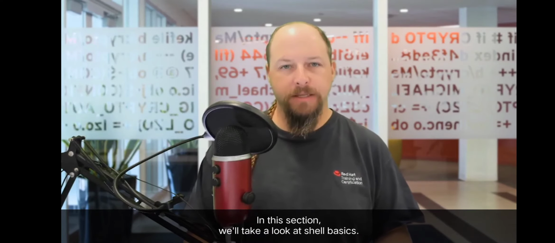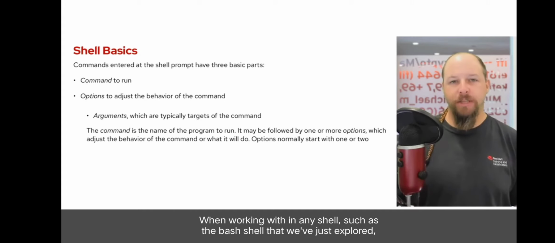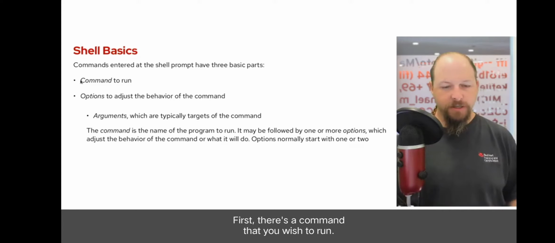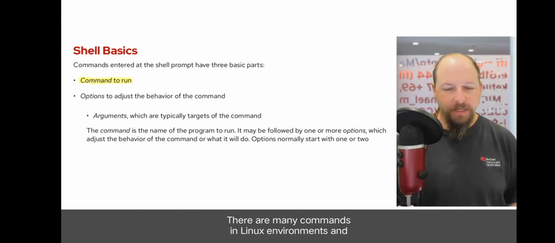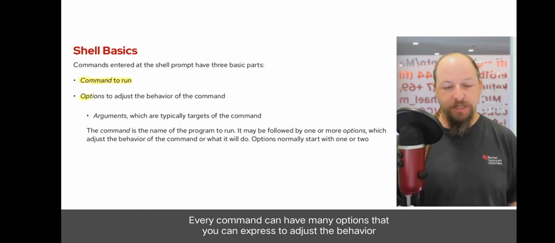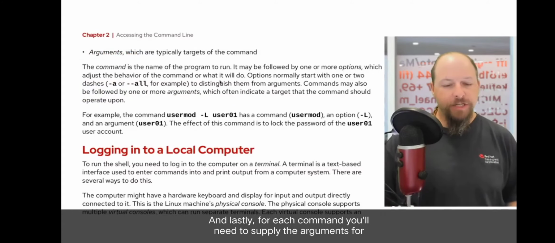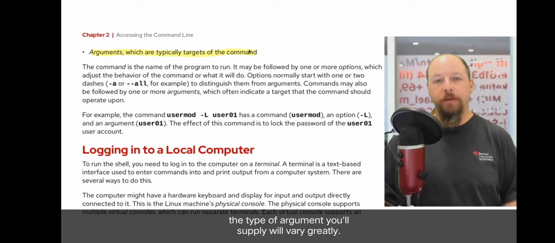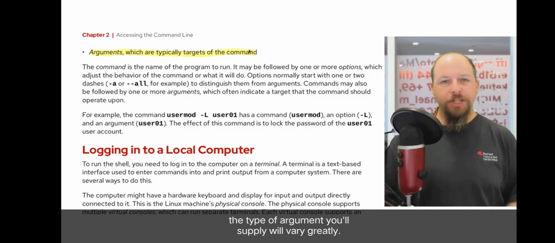In this section, we'll take a look at shell basics. When working within any shell, such as the Bash shell that we've just explored, commands that you enter have several basic parts. First, there's a command that you'll wish to run. There are many commands in Linux environments, and learning them will only take time. Every command can have many options that you can express to adjust the behavior of the command itself. And lastly, for each command, you'll need to supply the arguments for that specific command. Depending on the command that is being used, the type of arguments you'll supply will vary greatly.